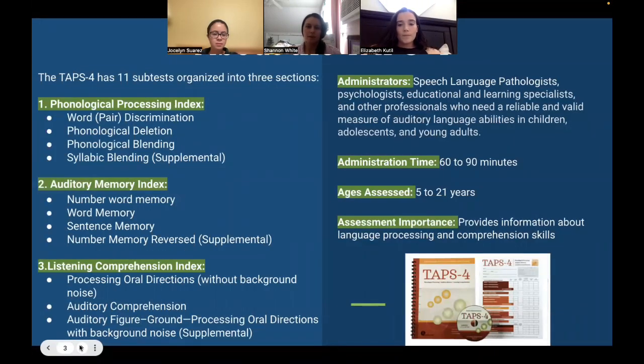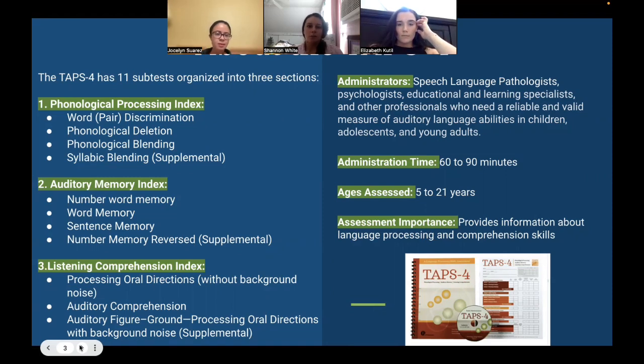Okay, so a little bit about the TAPS 4. The TAPS 4 assesses 3 skill areas, including phonological processing, auditory memory, and listening comprehension. Within those 3 different categories, there are 11 different subtests. And within each subtest, there's also a supplemental test.